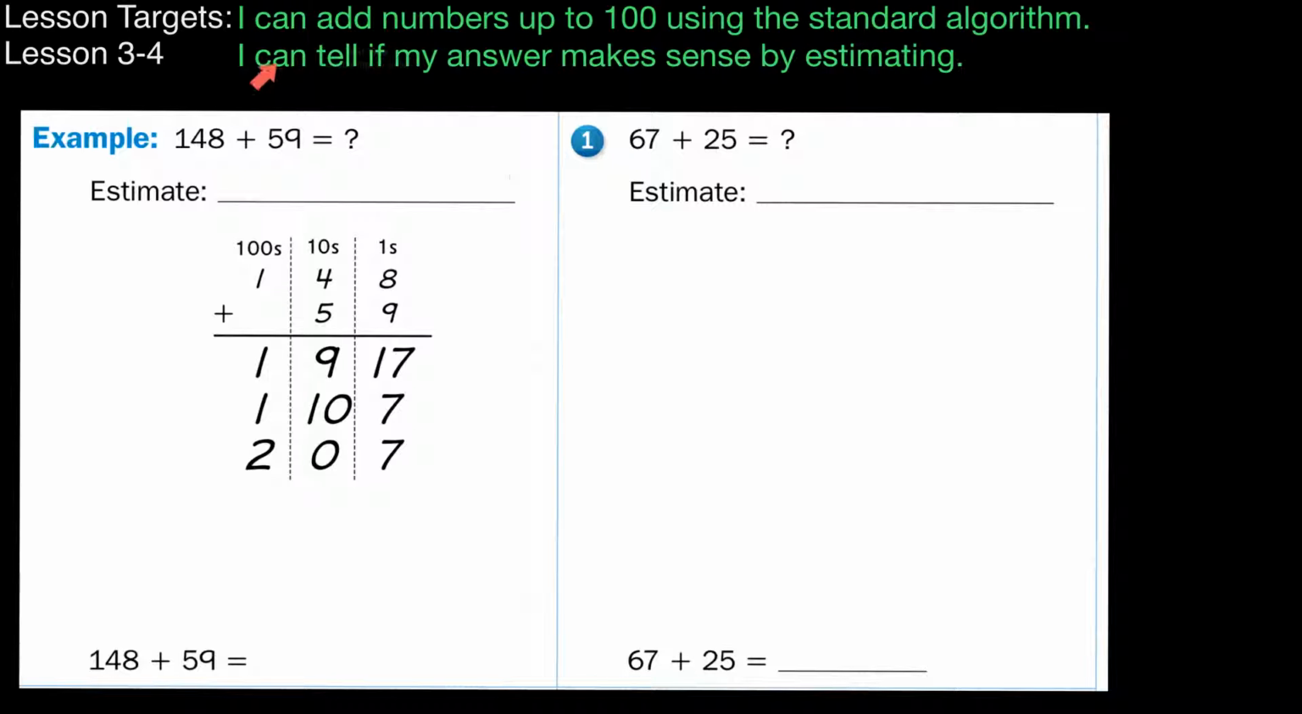So we're taking a look right now at our page, but again, just like yesterday, we're going to tell if my answer makes sense by estimating. So when we're done, we're going to look at our estimate and our real answer, and if they're not close, we're going to go back and check and see.